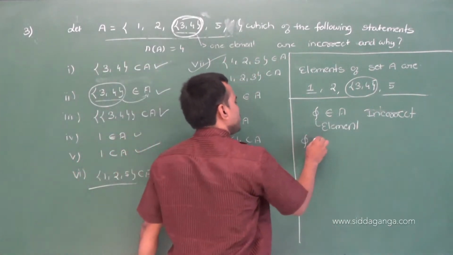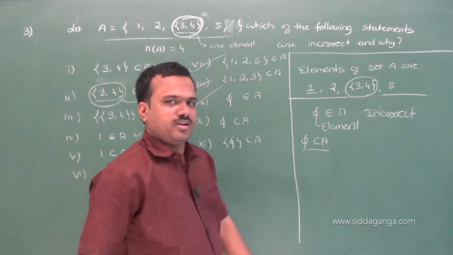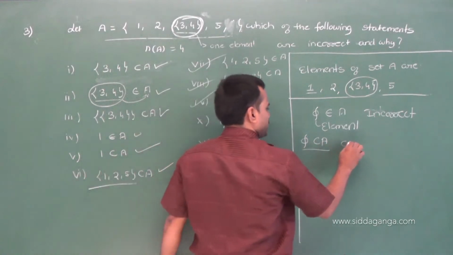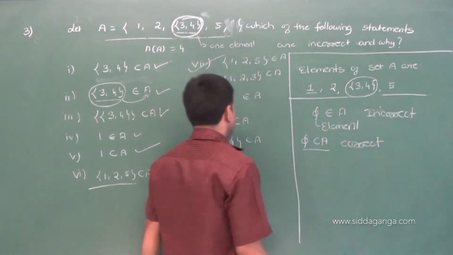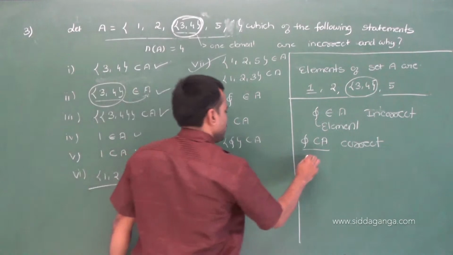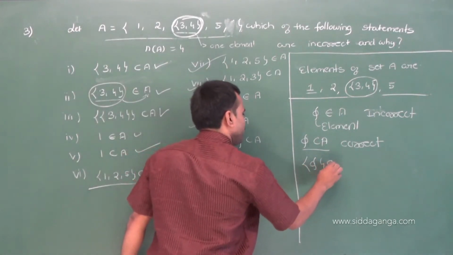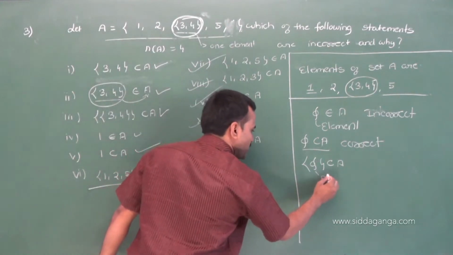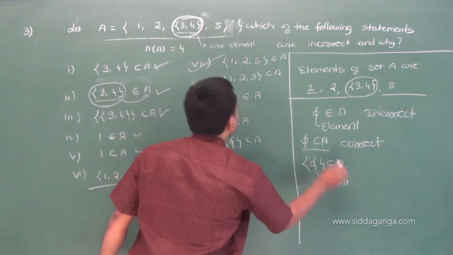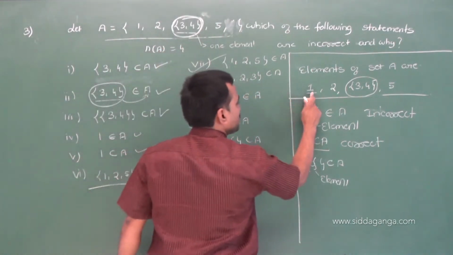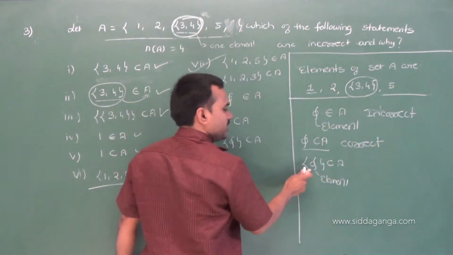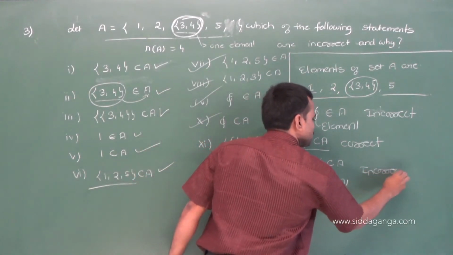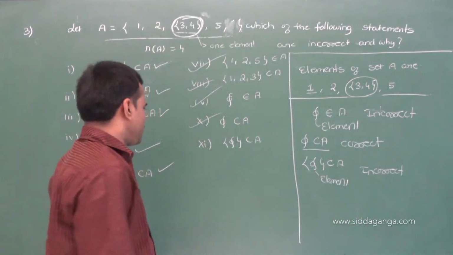Empty subset of A. Yes. So we agree this. Empty set is a subset of all sets. It is correct. This one is also over. The element empty is a subset of A. So when I write like this, it is an element. Here the elements are 1, 2, O and 5. Empty is not present. That's why it is incorrect. Understand?